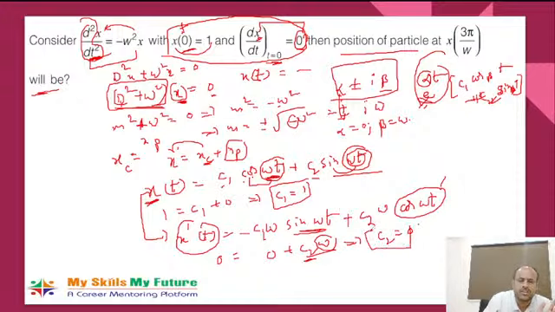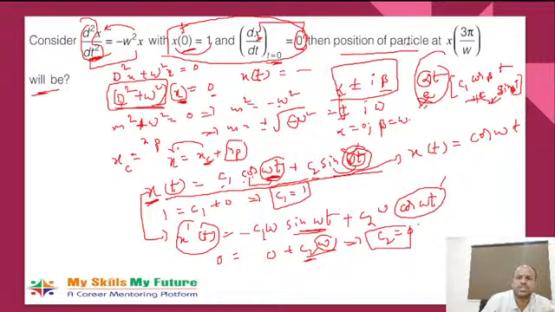Now substitute the c1 and c2 values in our solution. So finally x of t becomes: c2 becomes 0, this part will vanish. C1 value is 1. So that's why I will get just cos omega t. Now the question is finally asking the position of the particle at x of 3 pi by omega. That means at t value 3 pi by omega, what is the x value? That is our question. So replace t value here with 3 pi by omega.